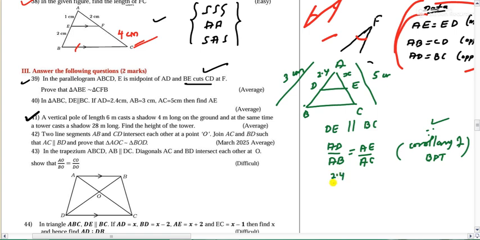This is 2.4, AB is 3, AE is unknown, AC is 5. Do the cross multiplication and tell me the answer. So 5 into 2.4 by 3. 8 5s are 40. Yes, 4.0 centimeter. You should write the unit also. Got this? 4 centimeter. Got it?